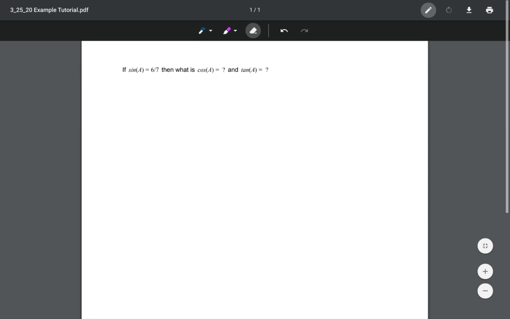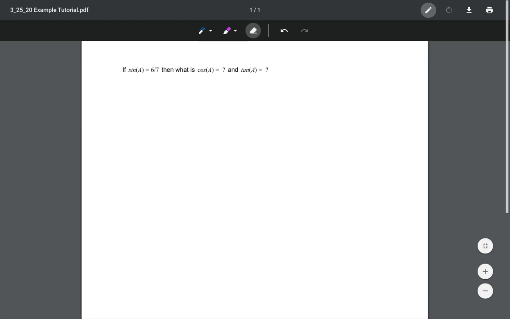Okay, so the example we are looking at says that if sine of angle A equals 6 over 7, then what is the cosine of A and the tangent of A? So when you're given this type of problem, the first thing you're going to want to do is draw a reference triangle to kind of envision what's happening in the situation.